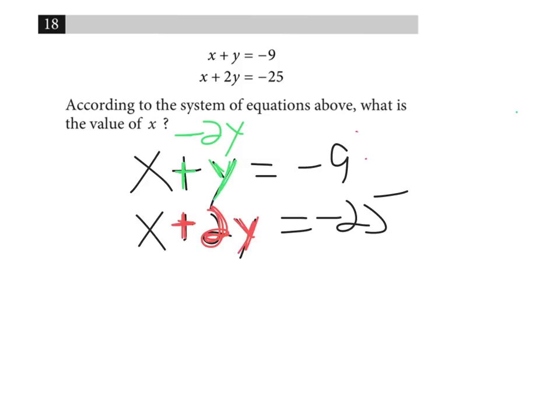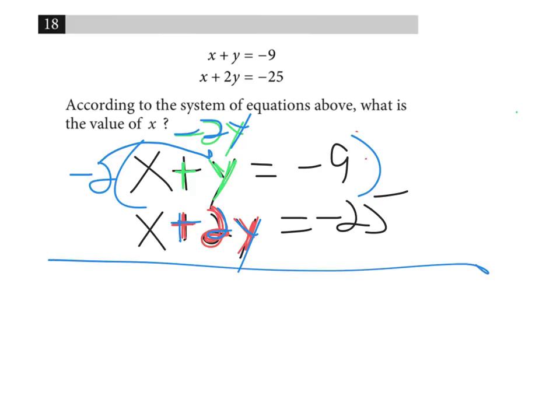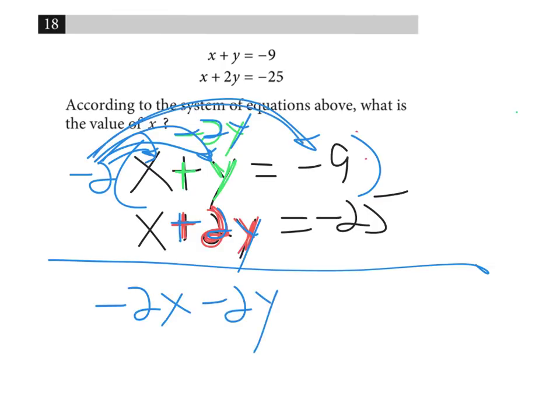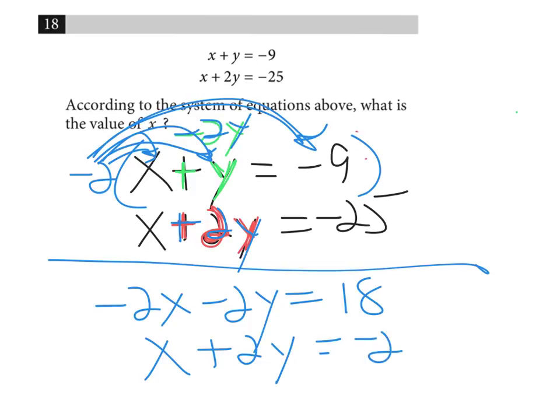So what I'm going to do is distribute negative 2 to the top equation. Why would I do that? Because then negative 2 times y would give me negative 2y, and that would cancel with the positive 2y in the second equation. So I'm going to distribute negative 2 to everything in the top equation. Negative 2 times x is negative 2x. Negative 2 times y is the negative 2y, that's what I wanted. And then negative 2 times negative 9 is 18. The second equation is going to stay as is for now: x plus 2y equals negative 25.